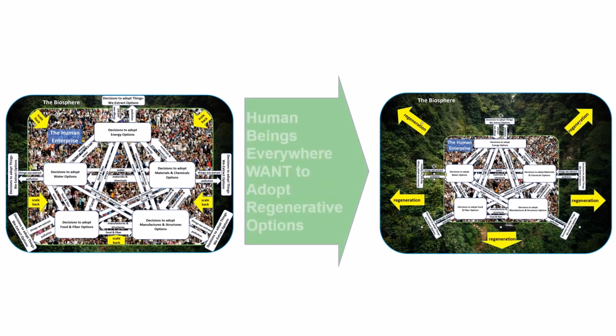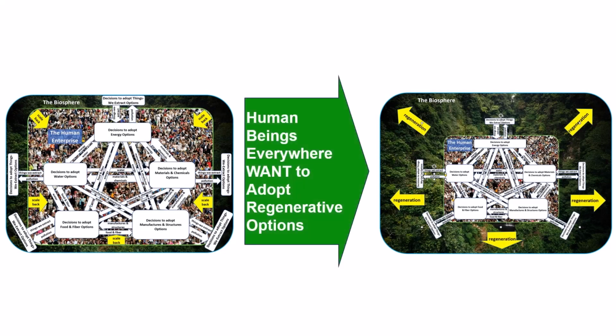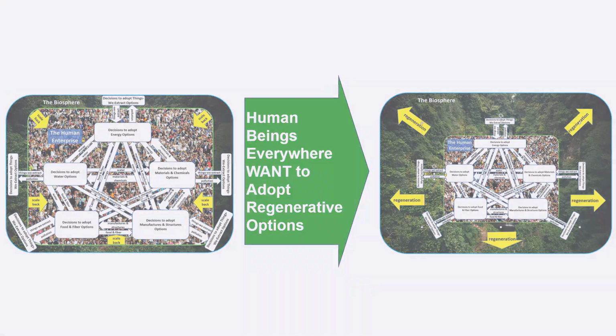In my last video, I showed you a decision-making process through which human beings everywhere want to make decisions that scale back the extraction flows and pollution flows of the human enterprise. I showed you that such a decision-making process is one through which human beings everywhere want to adopt regenerative options.